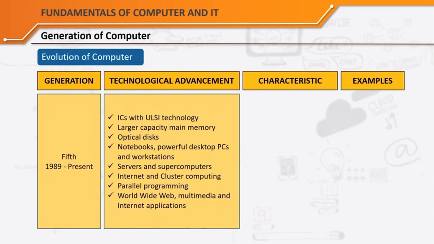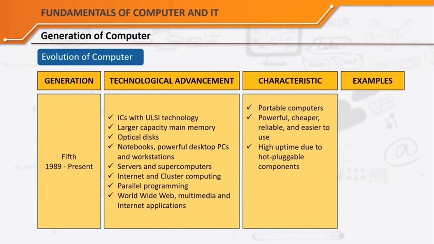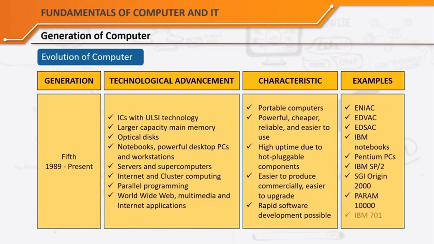To talk about their characteristics, they are portable computers, they are very powerful, cheaper, reliable, and easy to use desktop machines, powerful supercomputers with high uptime due to hot pluggable components. Totally general purpose machines are available in this generation, easier to produce commercially, easier to upgrade the system, and the last characteristic is that rapid software development is possible in the fifth generation computer. To talk about a few examples, we have IBM notebook, Pentium computers, IBM SP2 computers, SGI Origin 2000 computers, Param 10,000 computers. So these are a few important computers which were developed in the fifth generation.